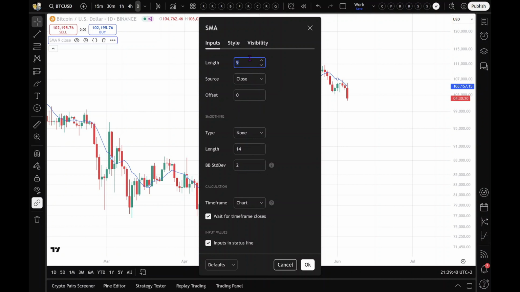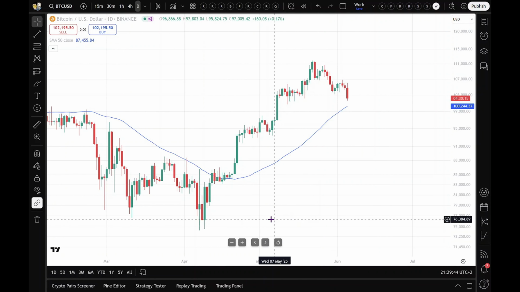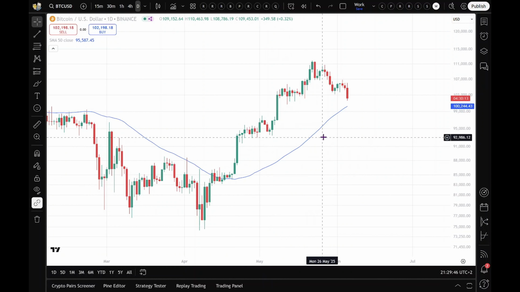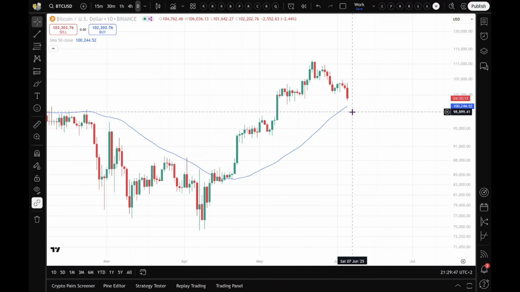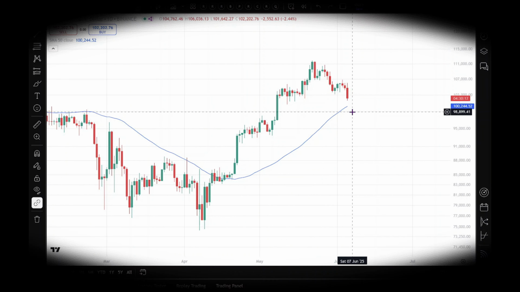Okay, let's plot the 50-period moving average. You'll notice that the line is less reactive than the 9-period one, because it's based on the last 50 closing prices instead of just 9.